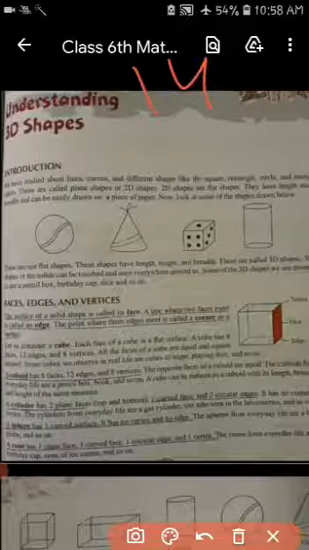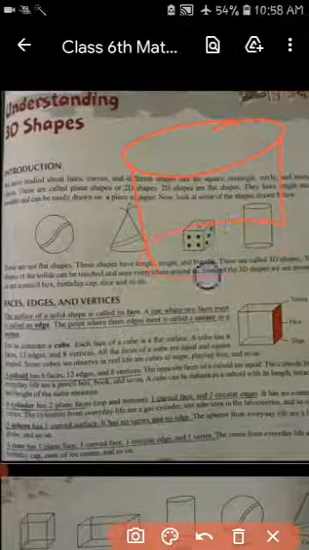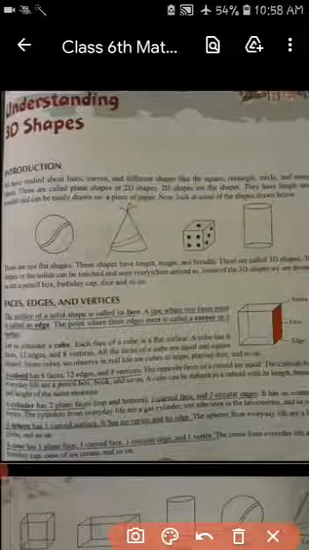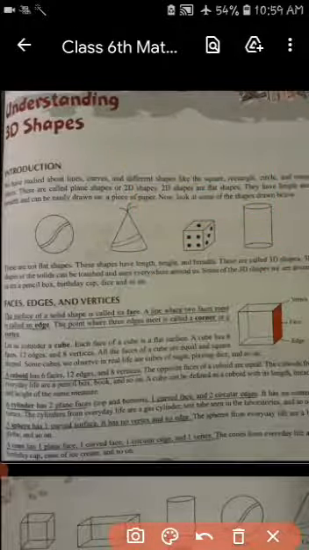Today we start Chapter 14, Understanding 3D Shapes. An introduction to 3D shapes: a ball, prism, cuboid, or cylinder. These are the 3D shapes.